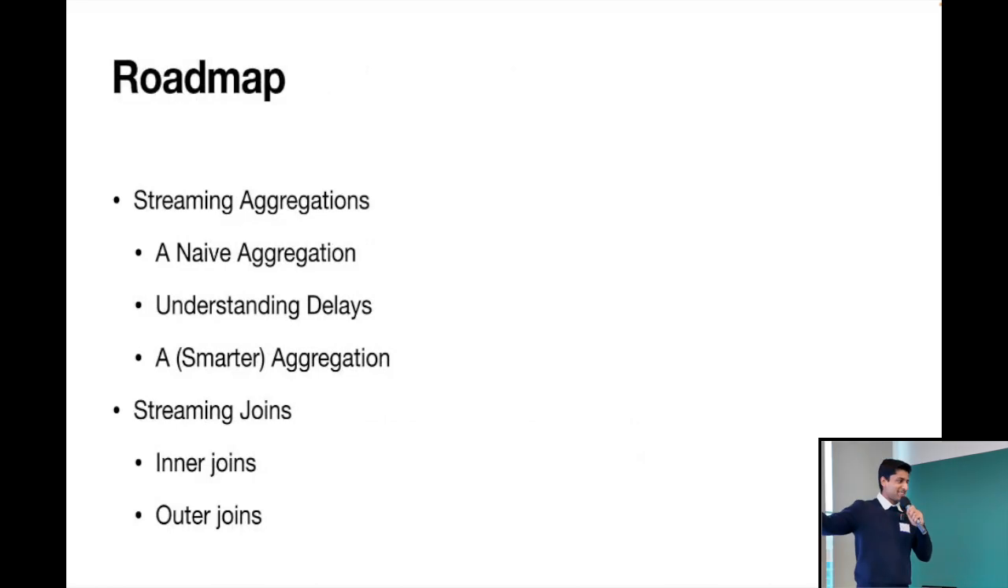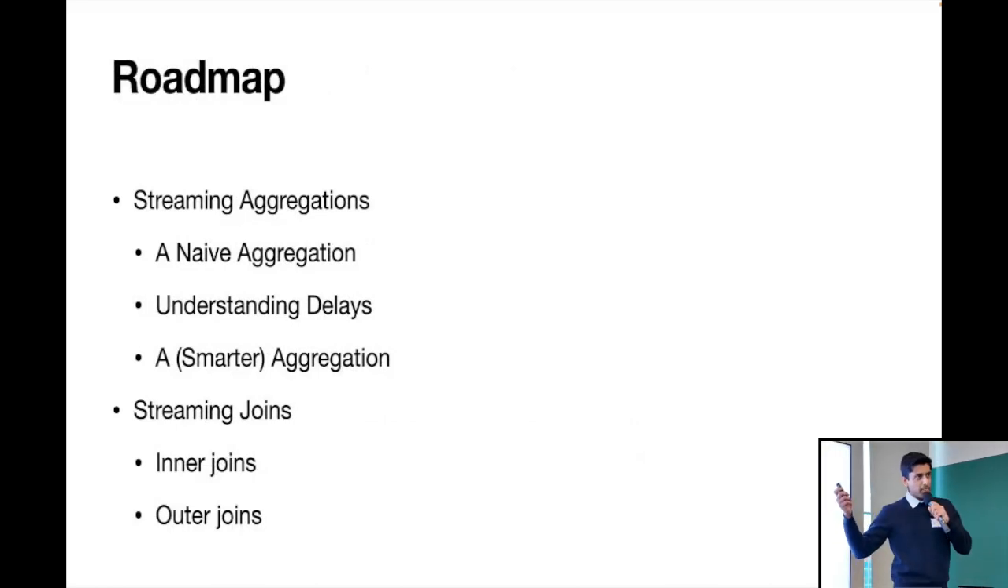OK, so over the course of this talk, we're going to talk about streaming aggregations, starting with a naive aggregation. Then we're going to understand the nature of out-of-orderness in distributed systems. We're going to do a smarter aggregation, and then move on to inner joins and outer joins.